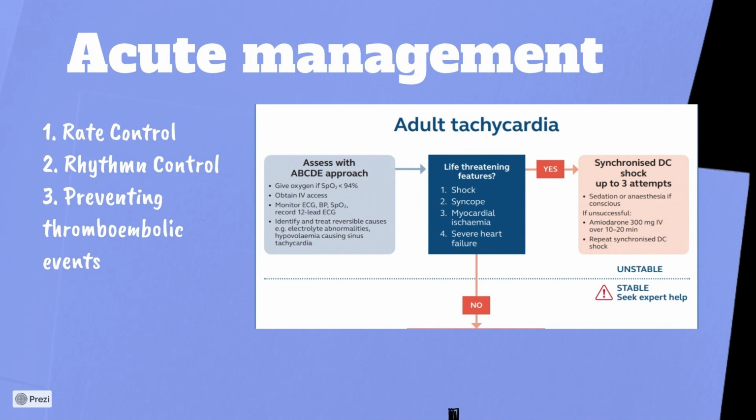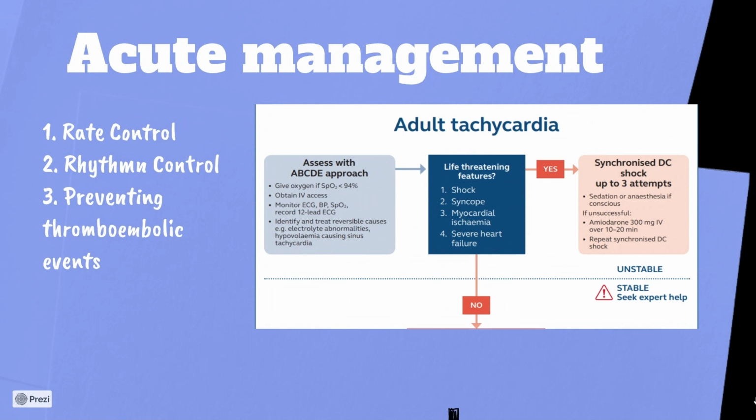As part of the acute management of AF, we need to identify patients who have features of hemodynamic instability and life-threatening features as described by the Resuscitation Council UK's tachycardia guidelines. If we follow this algorithm and do an A to E assessment of the patient, anyone with these features, so shock, syncope, MI, and heart failure, will need a synchronized DC shock, followed by amiodarone if the first 3 attempts are unsuccessful. This should hopefully put them back into sinus rhythm. In patients with AF duration of more than 24 hours who are undergoing cardioversion, initiate oral anticoagulation for at least 4 weeks after the cardioversion.